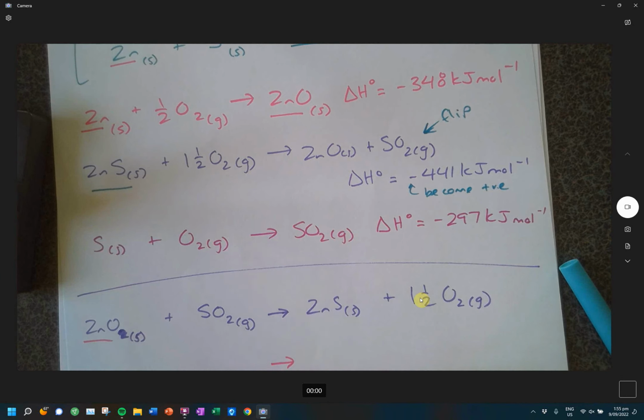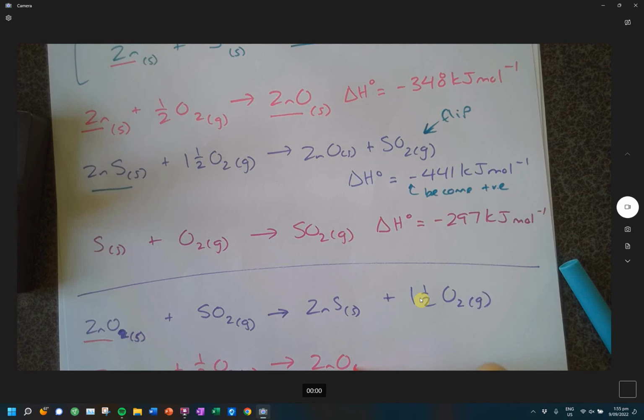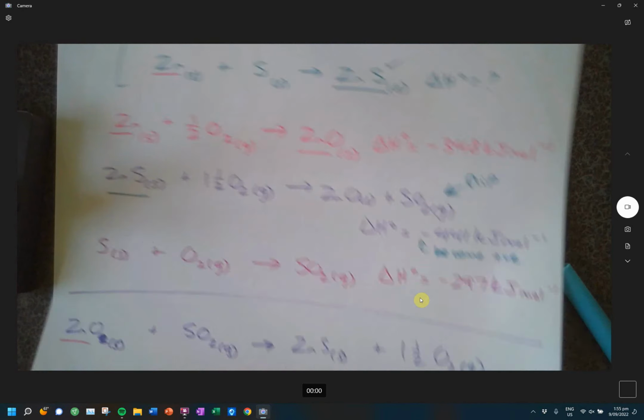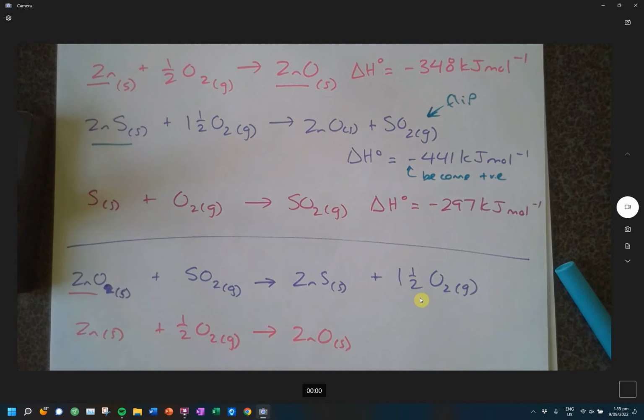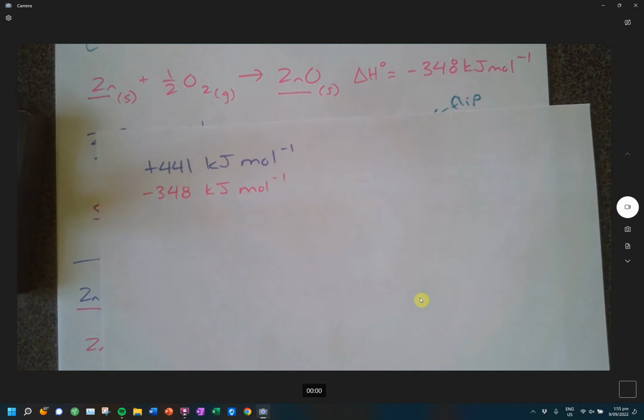There's no changes. So we have zinc, which is my solid. We have half oxygen, which is my gas. And then the product is my zinc oxide, which is my solid. So no manipulation, I can just copy that number down into my main number tracking, so that way I know how I'm keeping track of everything. So I then have a negative 348 kilojoules per mole. So that is that equation taken care of.